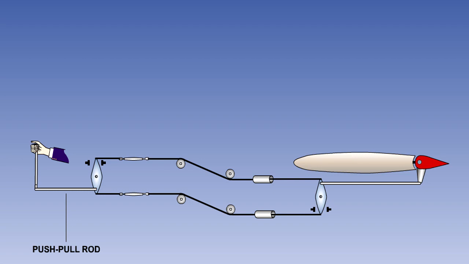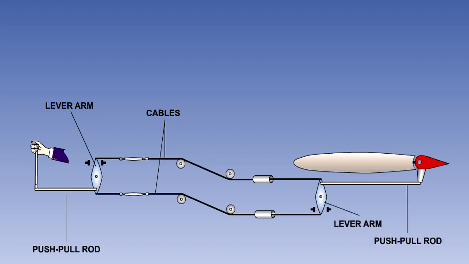The pilot operates his control. It is connected by a push-pull rod to a lever arm which drives the cables. They in turn rotate another lever arm at the flight control end of the system. This moves another push-pull rod which operates the flight control. Pulley wheels are used where direction changes are required.